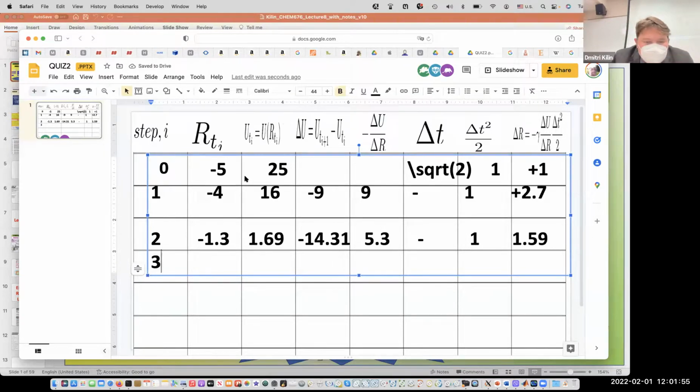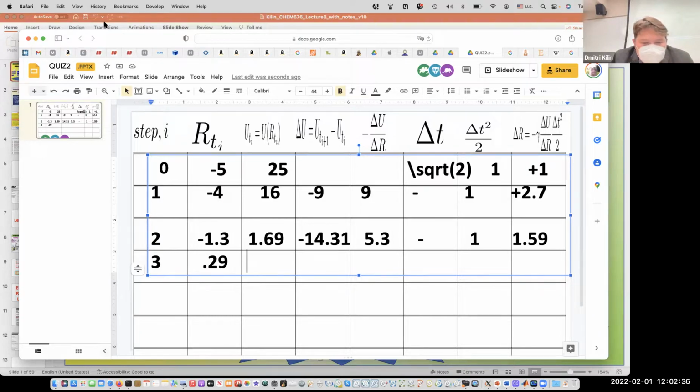Next on my screen is Haley. Our previous position was minus 1.3. Our increment is 1.59. Can you add them together? 0.29. Okay, 0.29. So you see, we approach quite close to 0. Thank you, Haley.